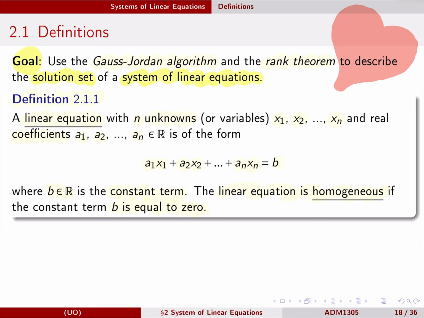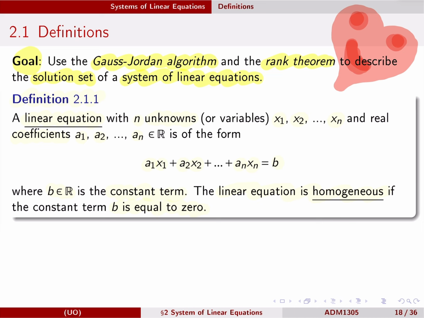And in order to be able to compute that solution set, we're going to use the Gauss-Jordan algorithm, which is roughly speaking elimination, but on crack. And we'll use this very cute remark called the rank theorem in order to describe those possible solution sets, because we will see together that there's only three possibilities. The solution set of a system of linear equations is either unique, so there's only one solution, or there's no solution, or there's infinitely many solutions.